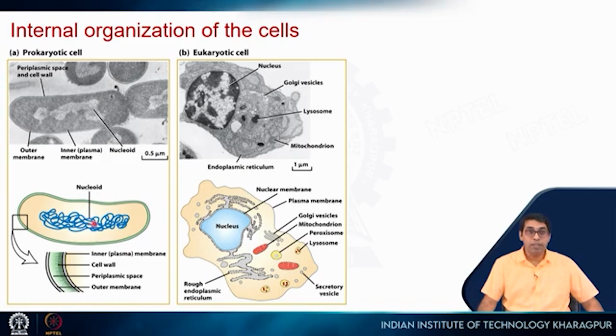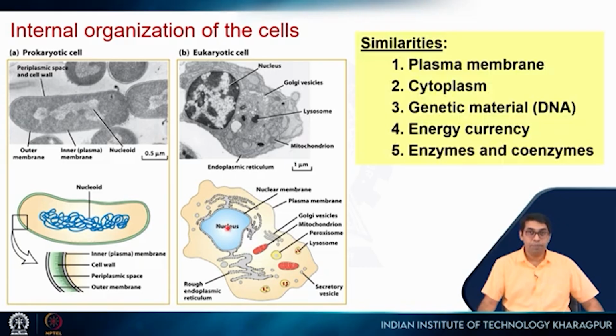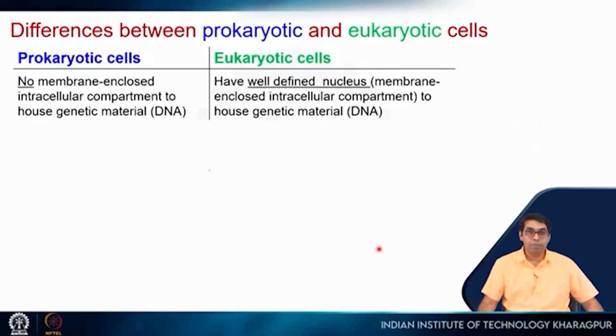What we see here is the DNA of the bacteria. The DNA of the eukaryote will be present inside the nucleus. So, there are of course some similarities. Both have plasma membrane, they have cytoplasm. So, this part is the cytoplasm. The genetic material is DNA in both cases. They use energy currency. Typical energy currency will be ATP, and they use enzymes and coenzymes to perform various tasks inside the cell to carry out all the biochemical reactions.